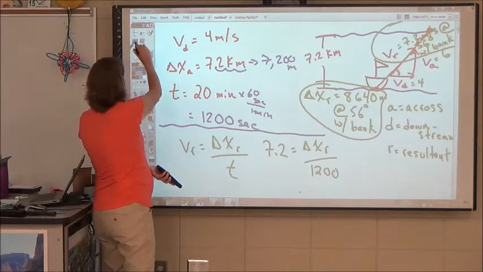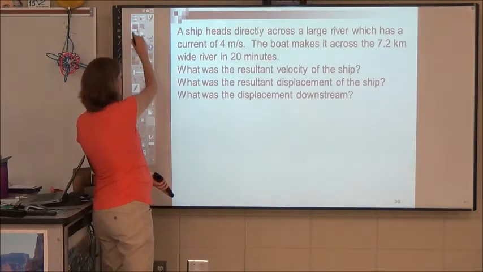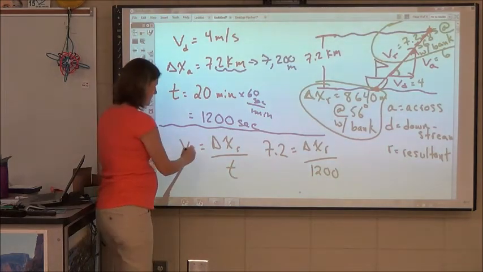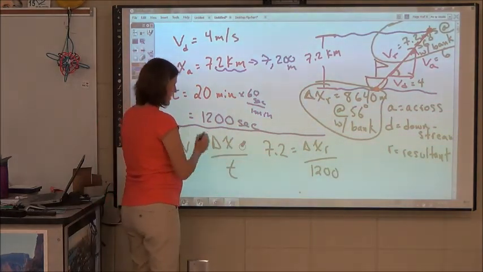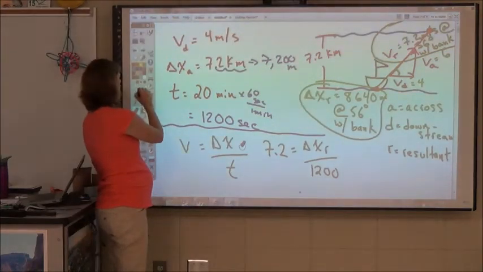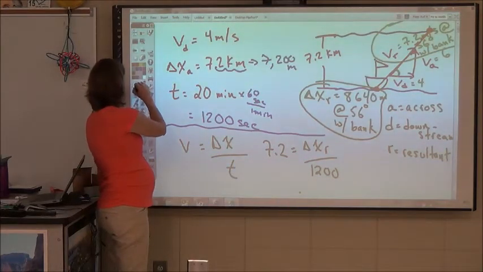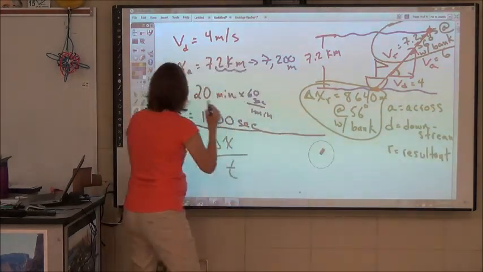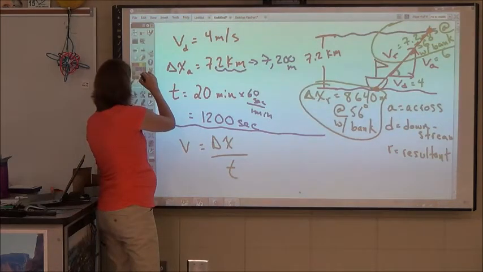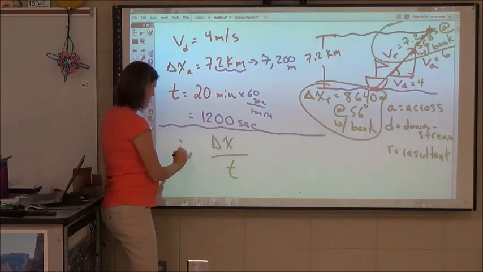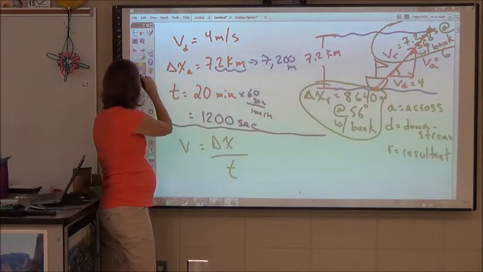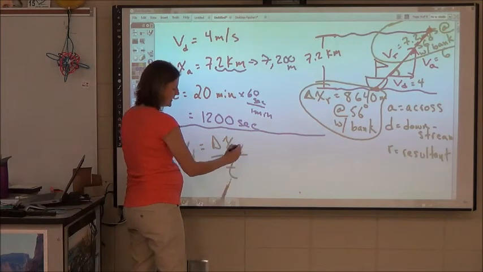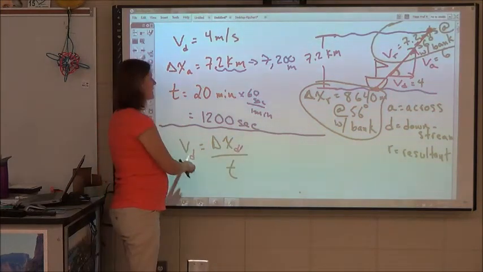All right, what was our last question? What's the displacement downstream? All right, I'm going to use the same equation, except I'm just going to change all this info to downstream info. Erase that too. Oops. Okay, so I'm going to use the velocity downstream to get the displacement downstream. Velocity downstream is 4.